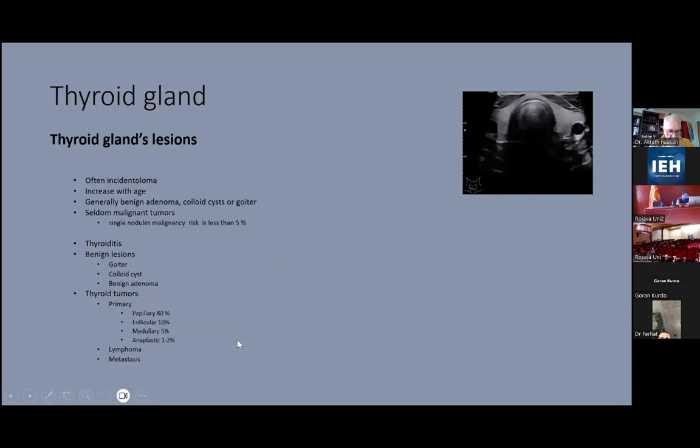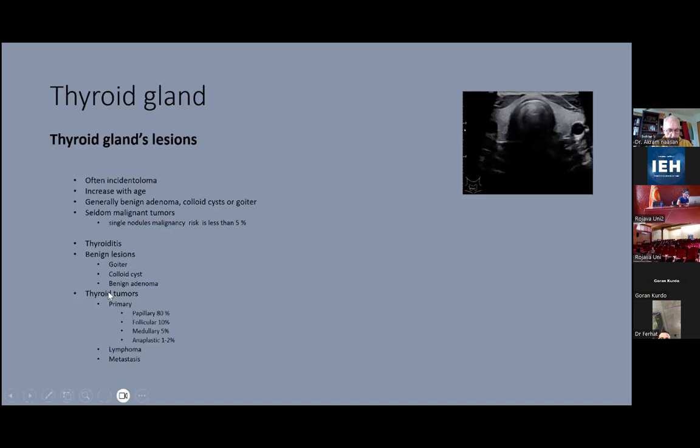We will come to another organ which is called the thyroid gland. Thyroid gland lesions are mostly incidentaloma. They increase with age. Generally, they are benign: adenomas, sclerosis, colloids, and goiter. And seldom we see malignant tumors. First, we talk about thyroiditis, then benign lesions, and then thyroid tumors.